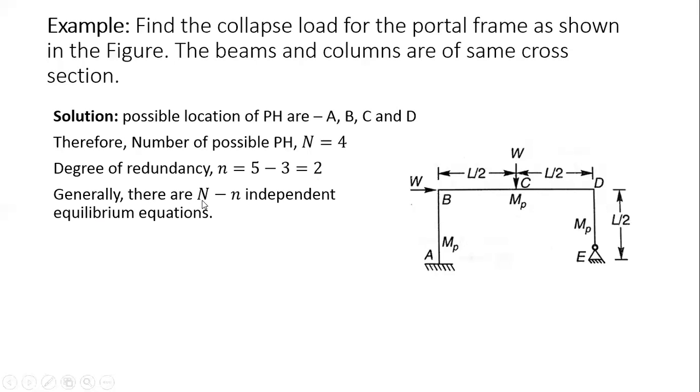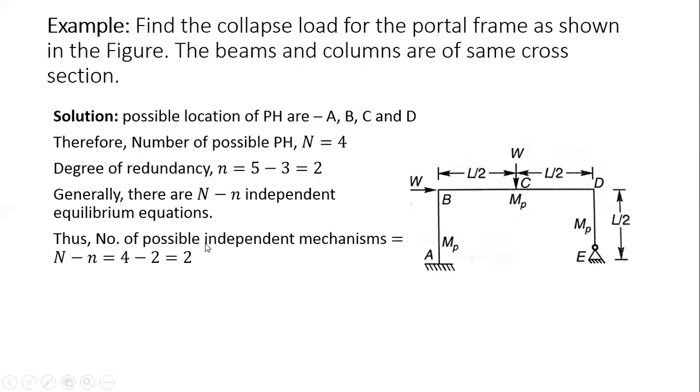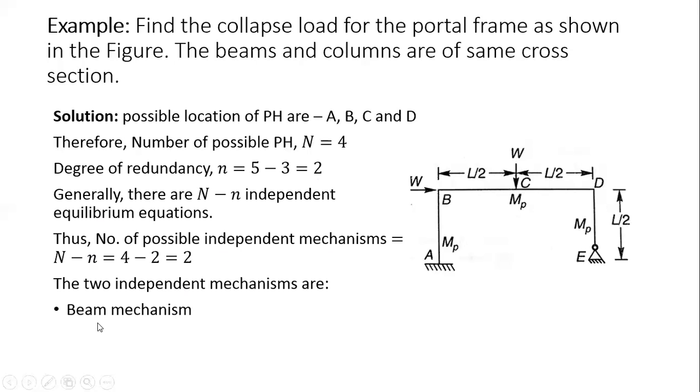Now generally there are N minus n independent equilibrium equations. Therefore the number of possible independent mechanisms is capital N minus small n, that is 4 minus 2, equal to 2. These two independent mechanisms are, number one, the beam mechanism, and second, the sway mechanism. This frame under this horizontal load will sway to the right side.